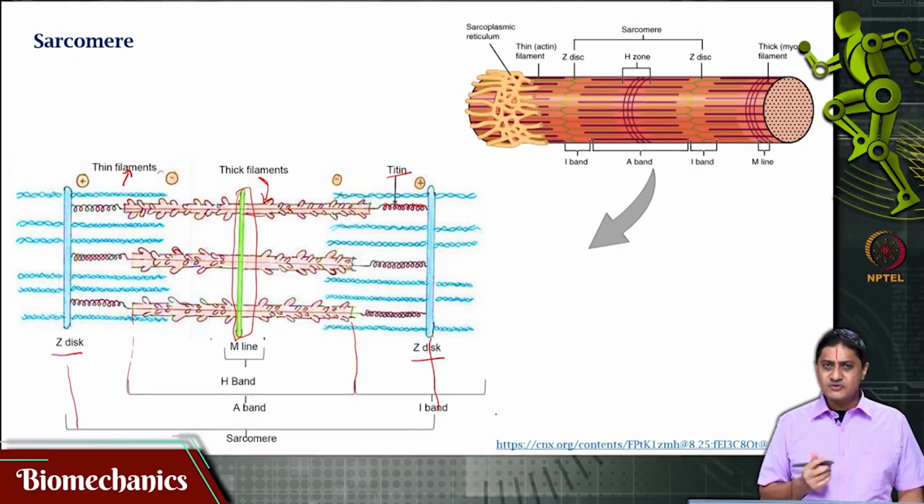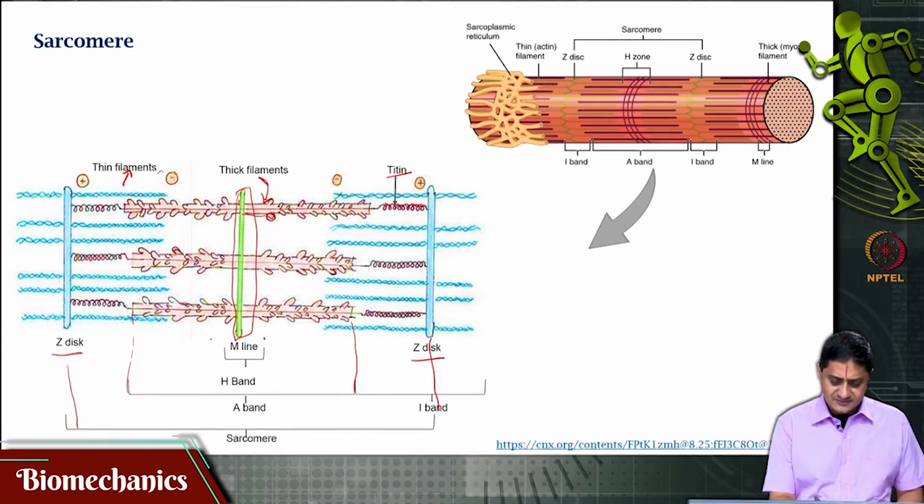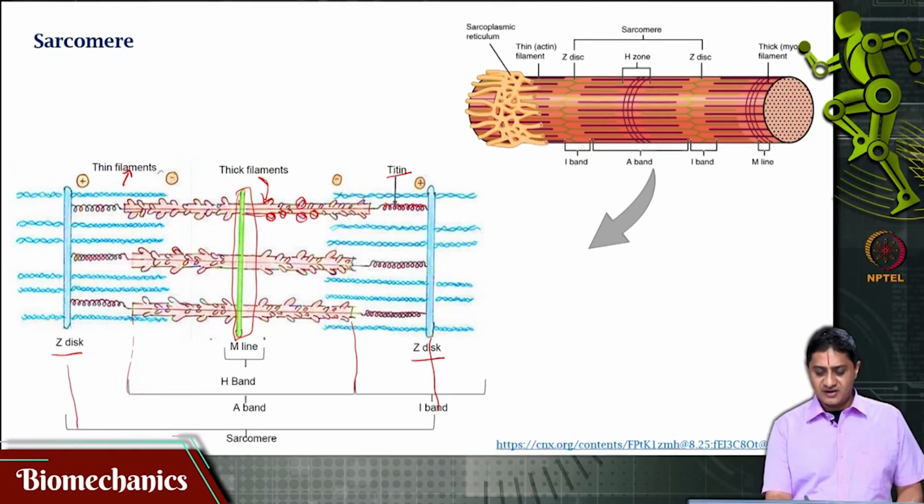Now, what do these thick and thin filaments signify? How do these produce force? This is of interest for us. It turns out that the thick filament has these heads, like small buds on a stem. These heads are capable of attaching to specific points on the thin filament.